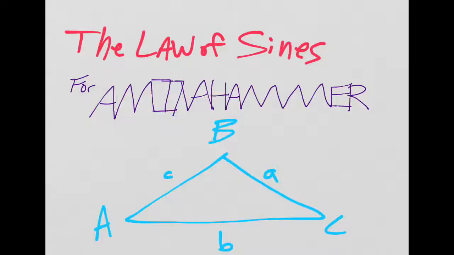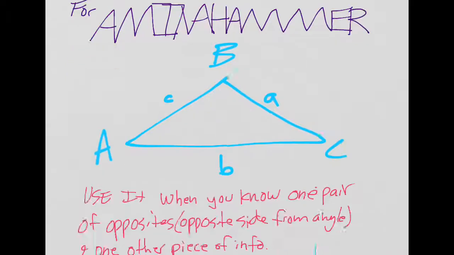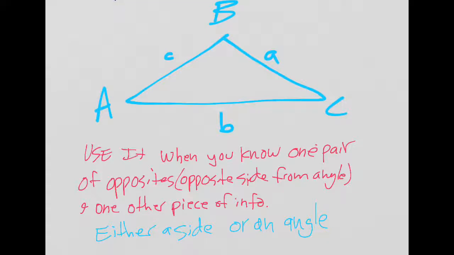So we're going to talk about the law of sines. This is the basic triangle we're going to use for our models. Capital A across from lowercase a, capital A being an angle, lowercase a being a side. And that will be the same when you look at it in the formula, law of sines. So first off, law of sines should be used when you know one pair of opposite information.